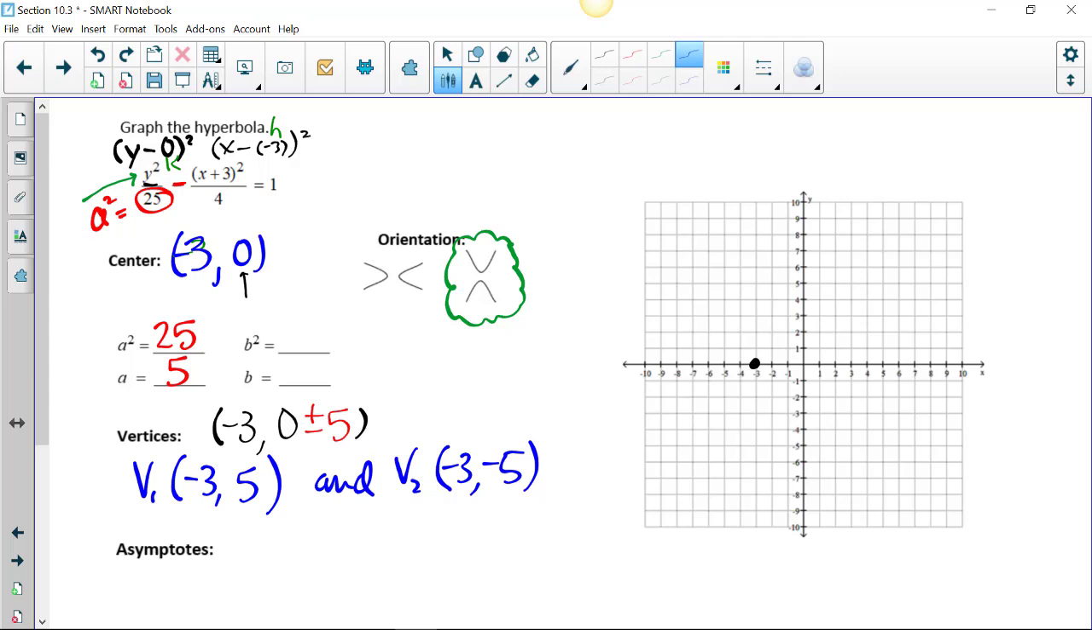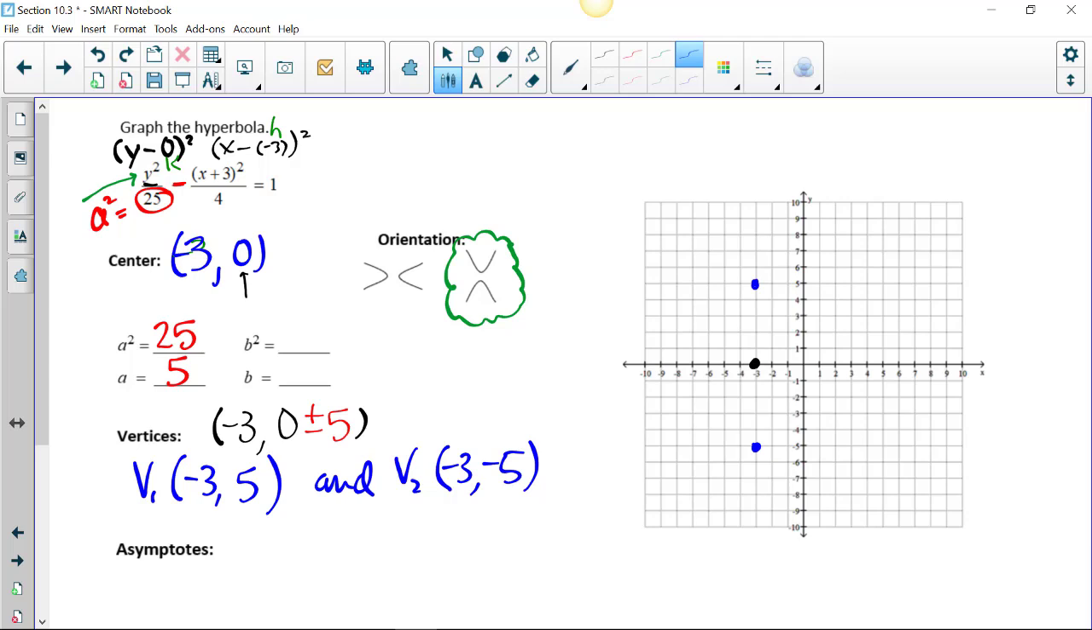So if I plot those 2 points, they should lie on that same vertical line as the center. So negative 3, 5, here's a vertex. And negative 3, negative 5. Here's a vertex. So they appear to be the same distance from the center. The center is the midpoint.